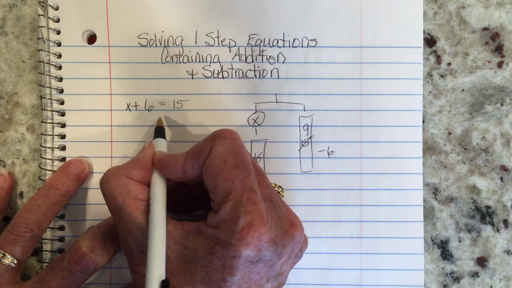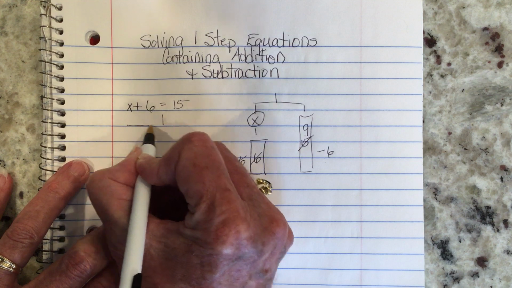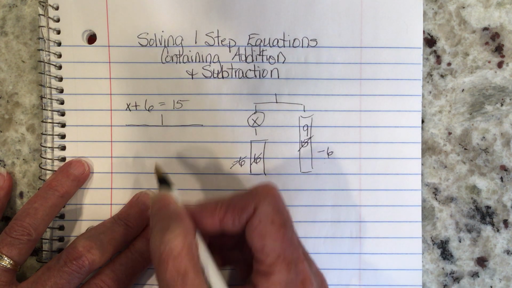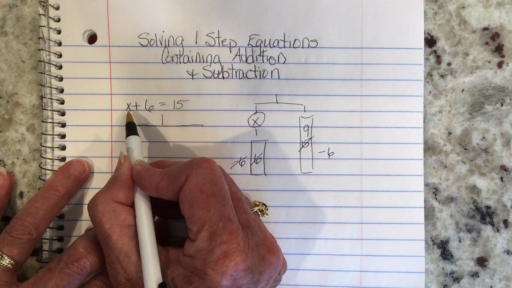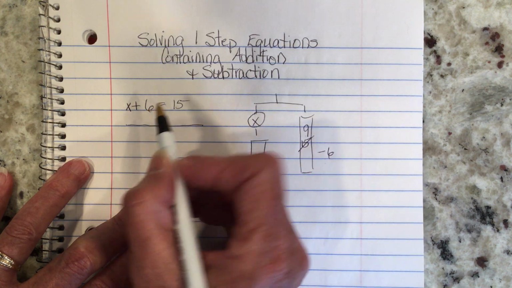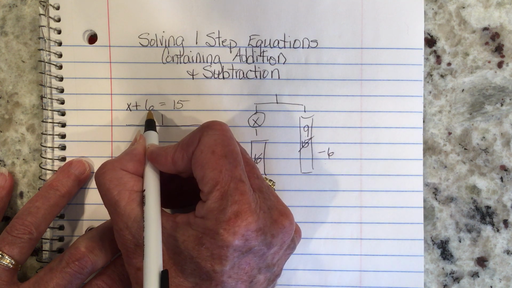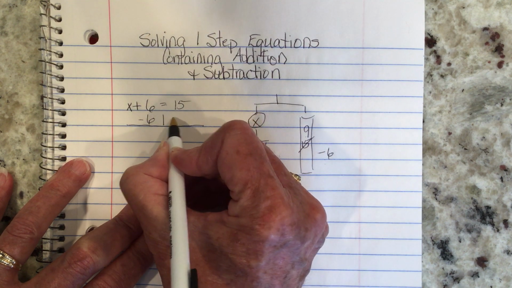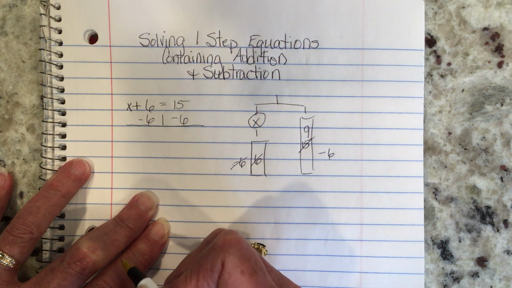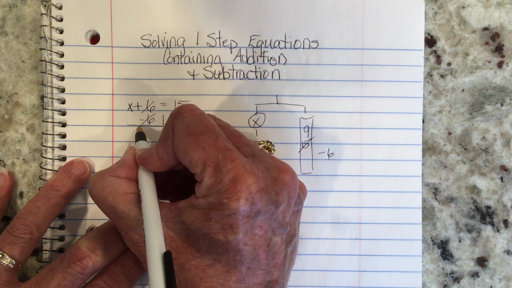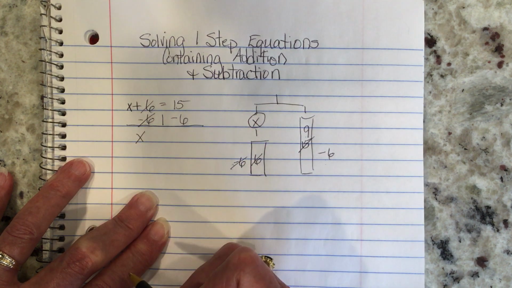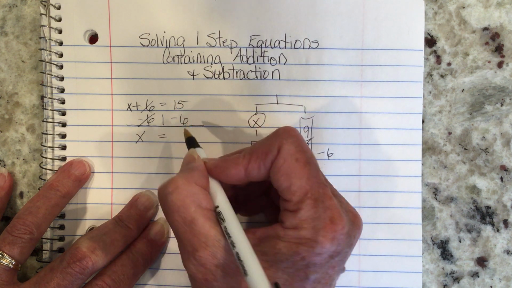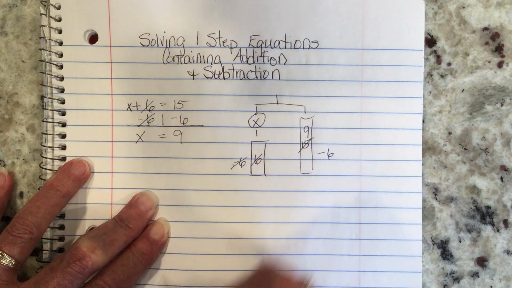To do it mathematically with the equation, I always draw an upside down T at the equal sign so that I can see both sides of the equation. I'm looking over here and I'm saying, what's hanging with x? Well, 6 is hanging with x. How do I make 6 go away? I'm going to put negative 6 with it. To keep it balanced, I have to put negative 6 on the other side as well. 6 and negative 6 cancel each other out, so I'm left with x on the left-hand side. And on the right-hand side, 15 plus negative 6 is 9.